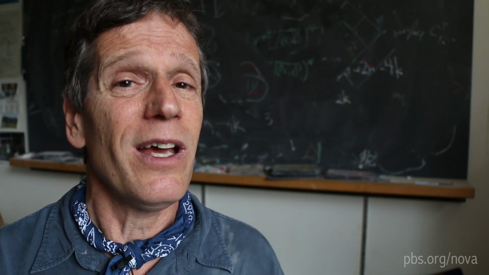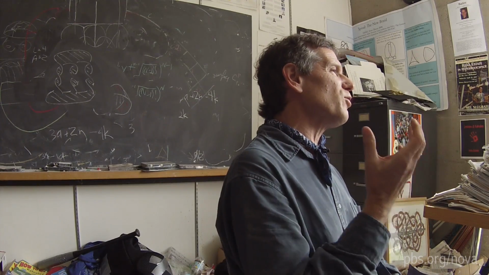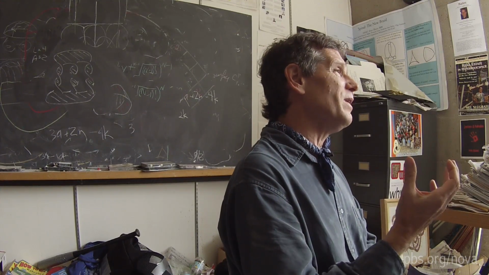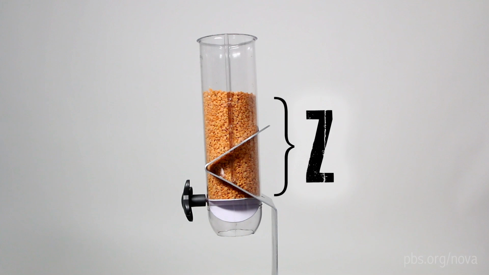In this case, we're interested in how fast the number of humans is changing and how fast the number of zombies is changing. So let's think about what contributes to the number of zombies at any given time. And just for convenience, we're going to think of each zombie corresponding to a red lentil. So the total number of zombies will just be the total number of red lentils, and we're going to call that number z.